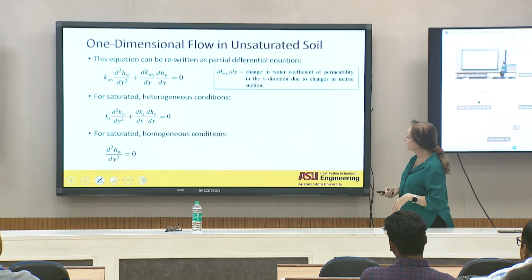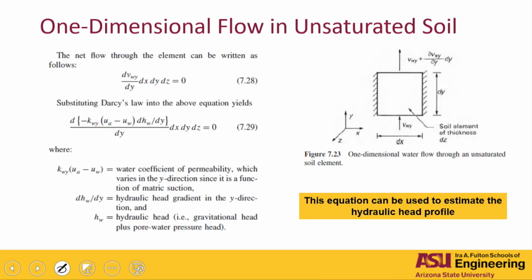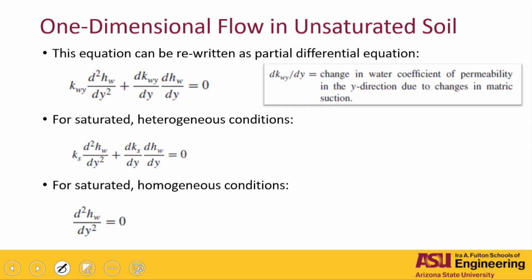So we can write partial differential equations for that. In this case, well, because you do have one, and this one is also a function of that. So basically, we do have the change in water coefficient of permeability, K, in the y direction due to changes in suction. And this is the equation that can be written as a partial differential equation. And I'm not going to go through that step by step. But I'm going to tell you the different conditions or the different cases that you're going to have.